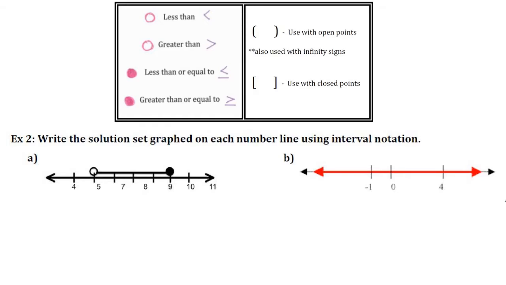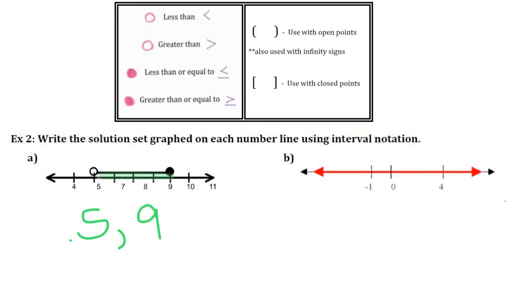So I have my little chart, my little cheat sheet above, and then the first example, I'm looking at the number line for example A, and it looks like we have values here between the number 5 and 9. Right there. Let me see if I can highlight that. Yep. So when I go to write my interval notation, I am going to use the number 5 as a starting point, and then I am going to use a comma, 9 as my ending point. So I have a start and a stop.